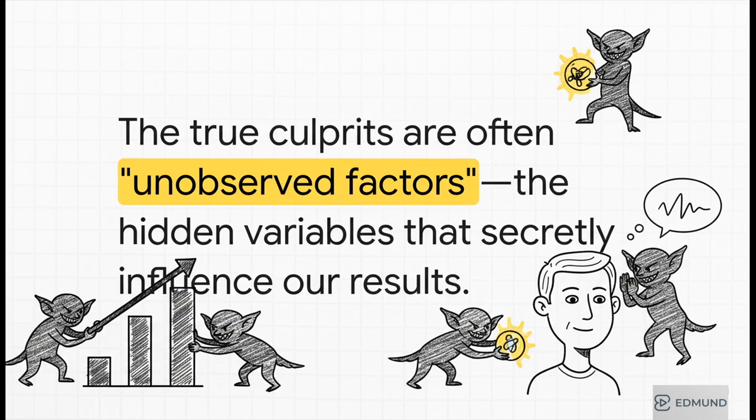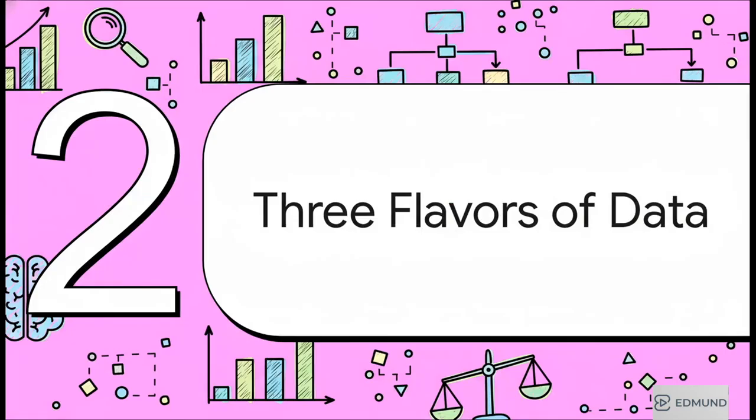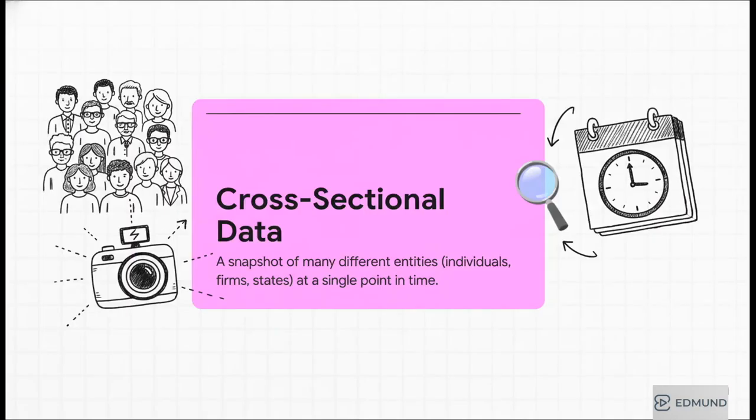to completely wrong conclusions. So to really get our heads around the solution to this problem, we first need to understand the basic building blocks of data. There are really three main types that analysts work with. Okay, first up, you've got cross-sectional data. The best way to picture this? It's like a big group photograph. You see a whole bunch of different people, but you're only capturing them at one single brief moment in time.